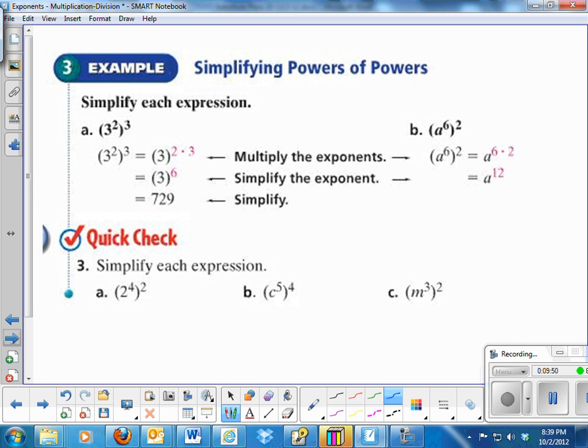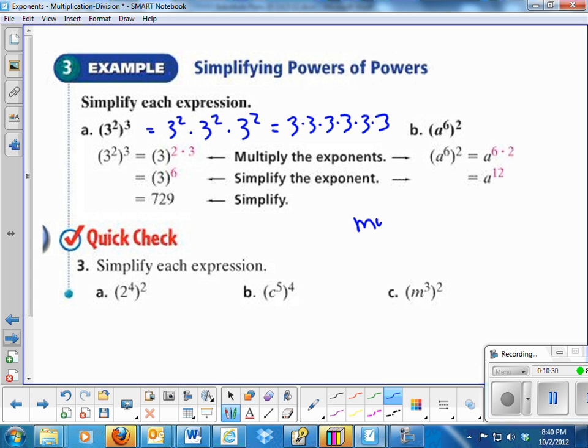We have 3 squared to the 3rd power. So that means 3 squared times 3 squared times 3 squared. Well, I know if I have 3 squared times 3 squared times 3 squared, that's also 3 times 3 times 3 times 3 times 3 times 3, which is also 3 to the 6th power. What had happened? I just simply multiplied. As a shortcut, I could multiply the 2 and the 3 together. I can multiply the exponents when I have a power to a power.